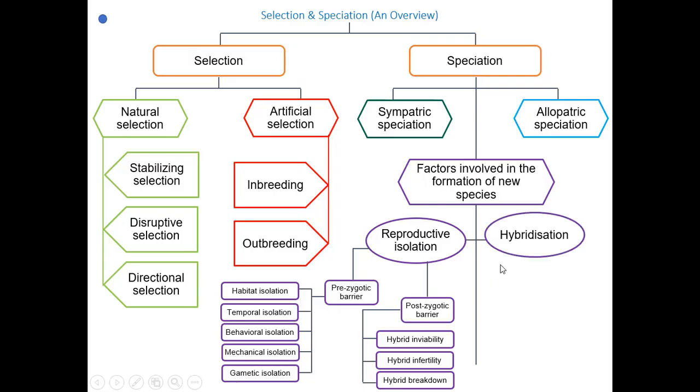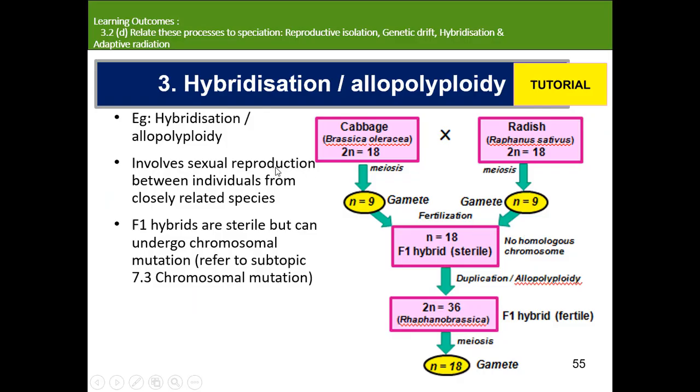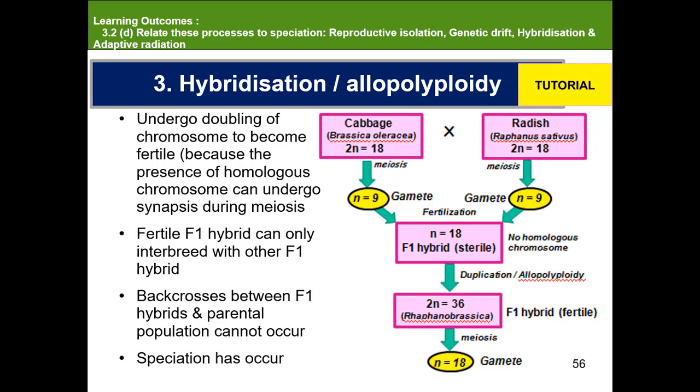Next factor is hybridization or allopolyploidy, which involves sexual reproduction between individuals from closely related species. Hybrids are sterile but can undergo chromosomal mutation. Speciation occurs because it produces a new F1 hybrid.